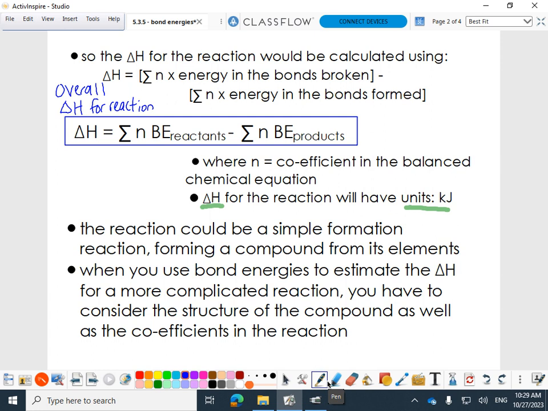Okay, so here it says in words what I just said. If you have a simple formation equation, then generally speaking, the questions are a little more straightforward. If you use bond energies to calculate delta H for a more complicated reaction, we have to take a look at the Lewis structure.